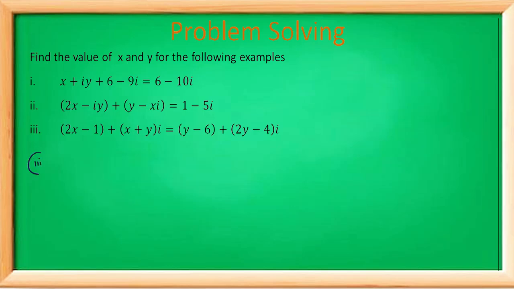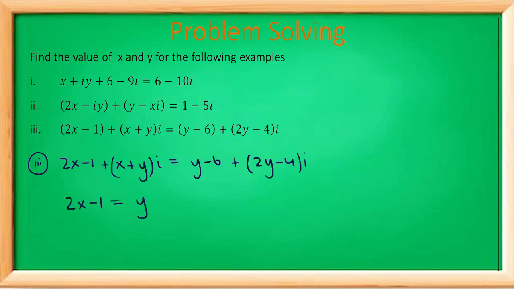We have 2x minus 1 plus (x plus y) in brackets i is equal to y minus 6 plus (2y minus 4)i. Again, we're going to let the real parts be equal to the real parts and the imaginary be equal to the imaginary. So we have 2x minus 1 is equal to y minus 6, and we have x plus y is equal to 2y minus 4. Again, we're going to solve these simultaneously. I'm going to rewrite these out, so it's 2x minus y is equal to negative 5, and we're going to have x minus y is equal to minus 4.